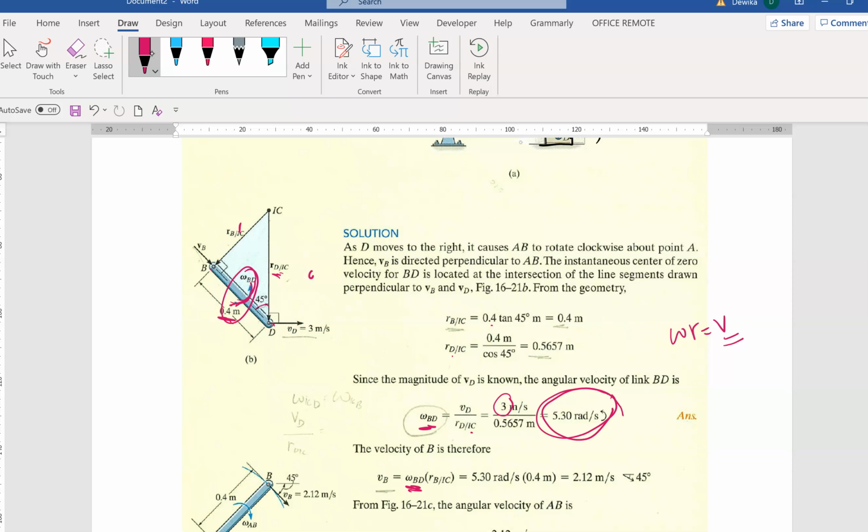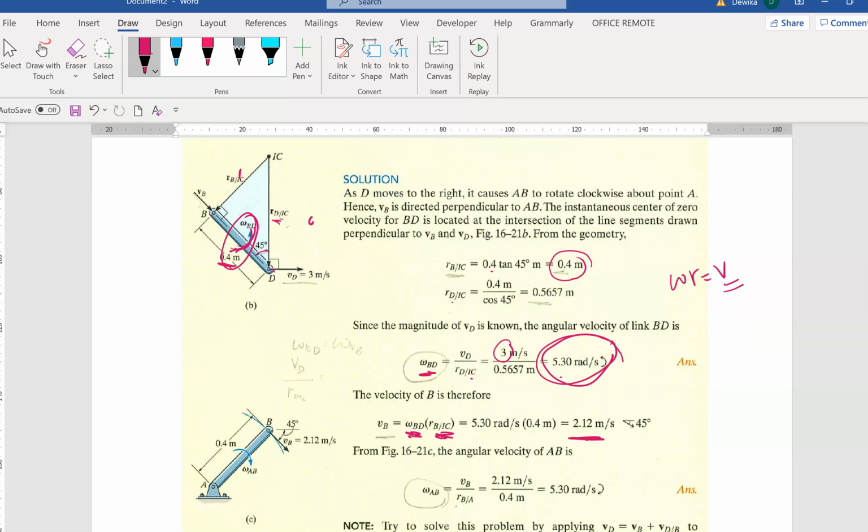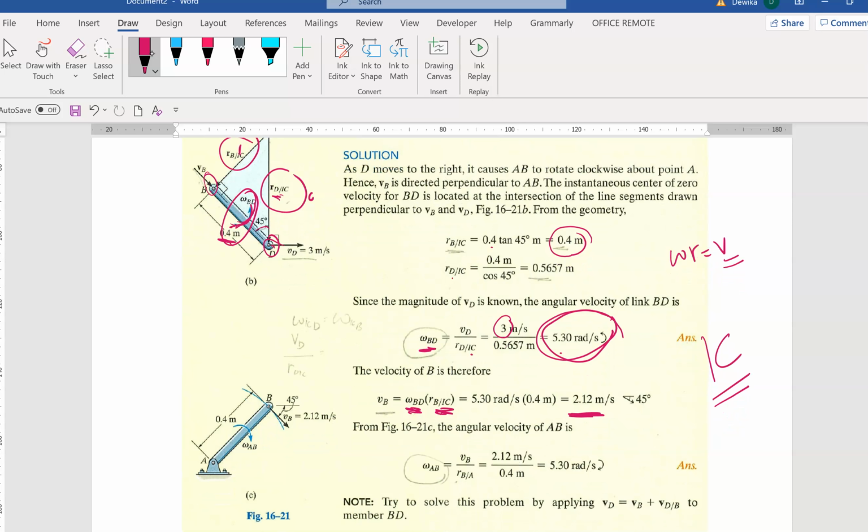So can you see this? Omega 5.3 multiplied with RBIC that you have found up here, which is 0.4. So you can get the velocity at B. So if you see here, this is the importance of actually finding the IC, because IC gives the equation to connect between the different points at B and D. Okay, so with all these values, can we solve for the next one?